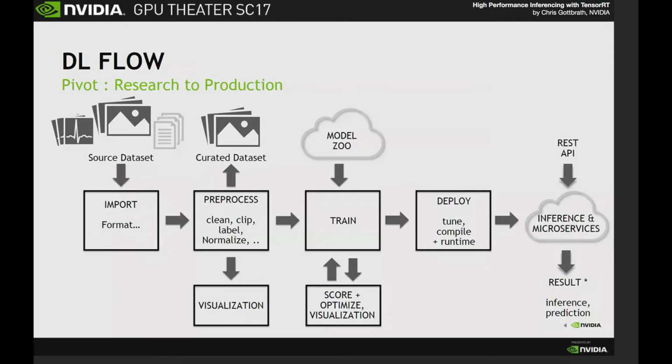Let's step back and look at this flow a little bit more. So you have your source data set. You curate that data set. You label it. So in HPC, your source data set will be your model. And curating your data set is choosing which parameters out of this model you want to use to train.